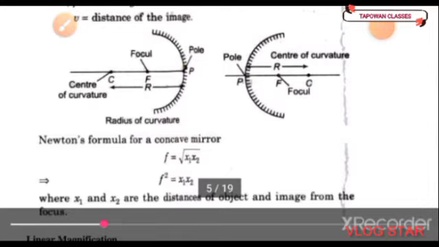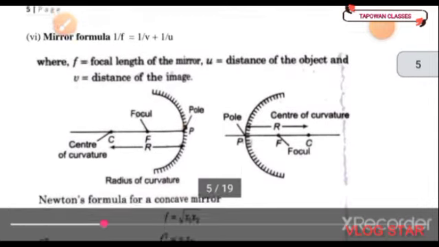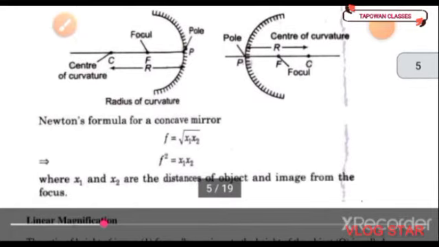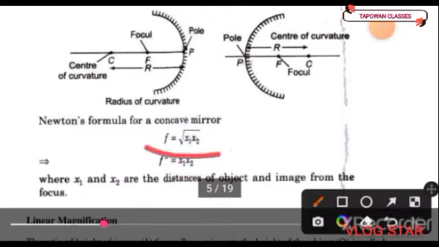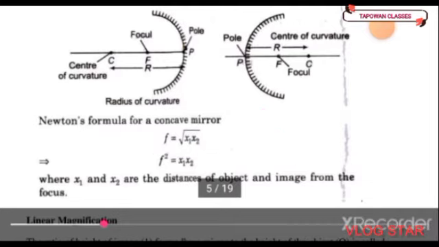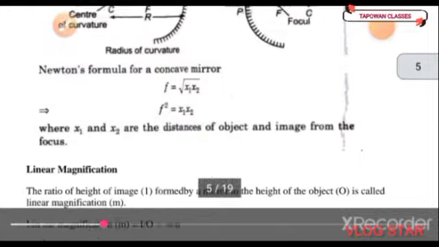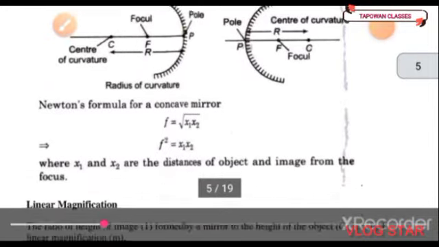And Newton's formula for the concave mirror. Newton discussed the formula for the concave mirror sections: f is equal to the square root of x1 x2, and f square is equal to x1 x2. Very easy. Mathematically, when we take it out of the root, what we have is f square equals x1 x2. Here x1 and x2 are the distances of the object and the image from the focus.